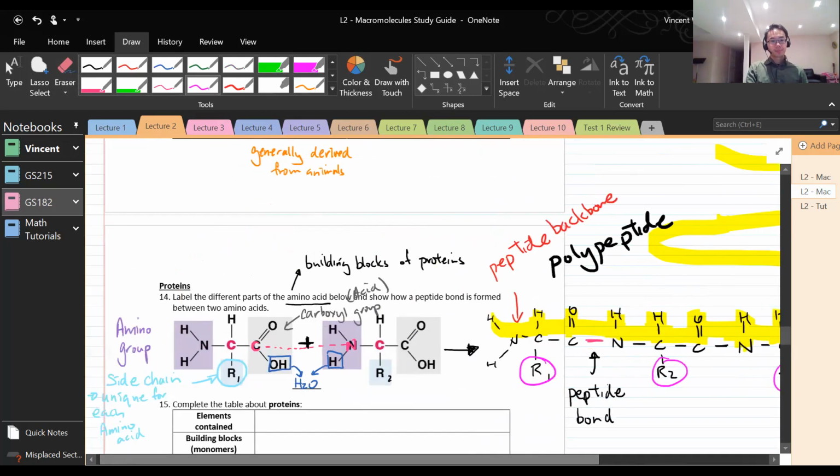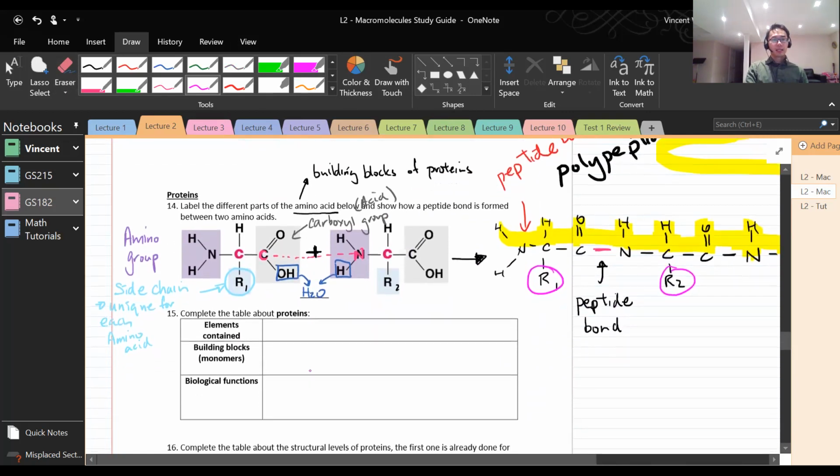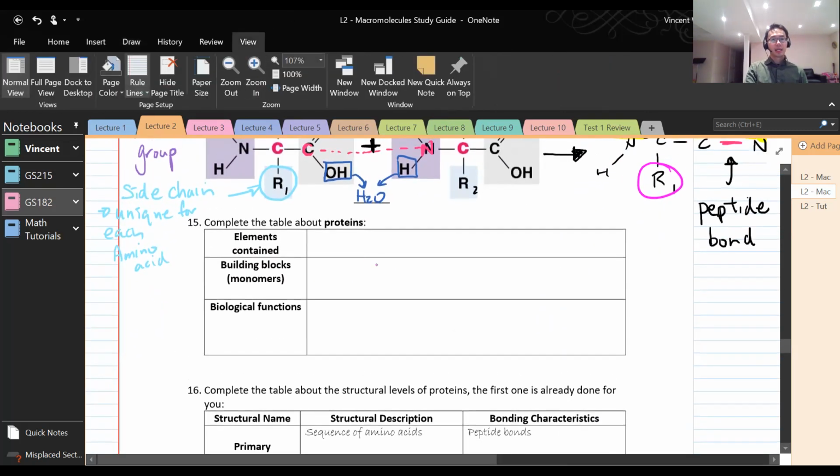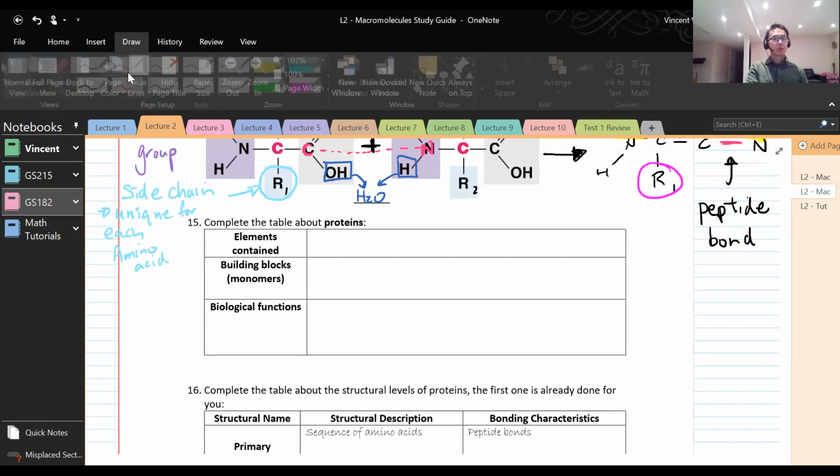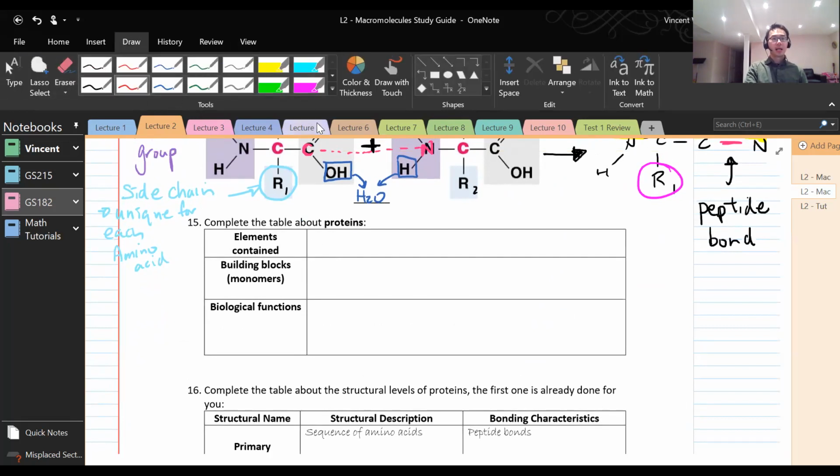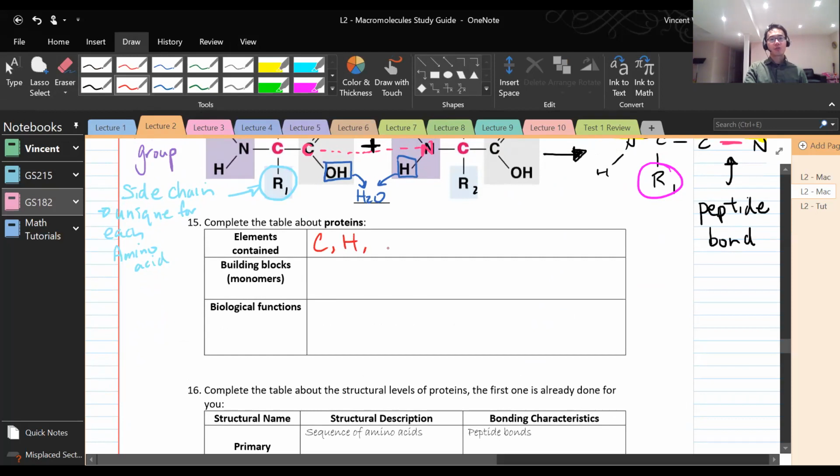So that is that. All right, let's talk about the elements. What do we have in proteins? We have the carbon, the hydrogen, nitrogen, oxygen, and actually plus traces of sulfur. Okay, so sulfur is found in one of the amino acids.